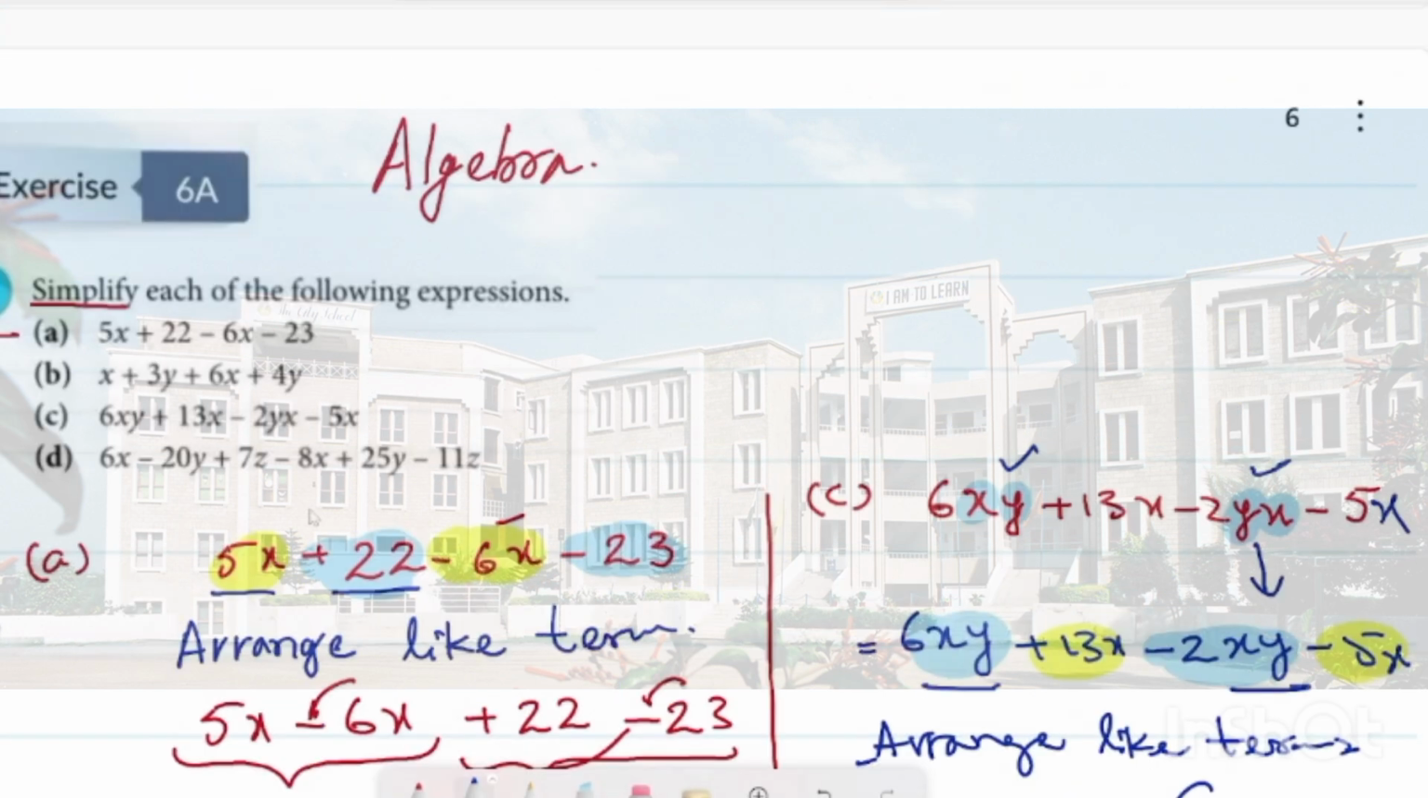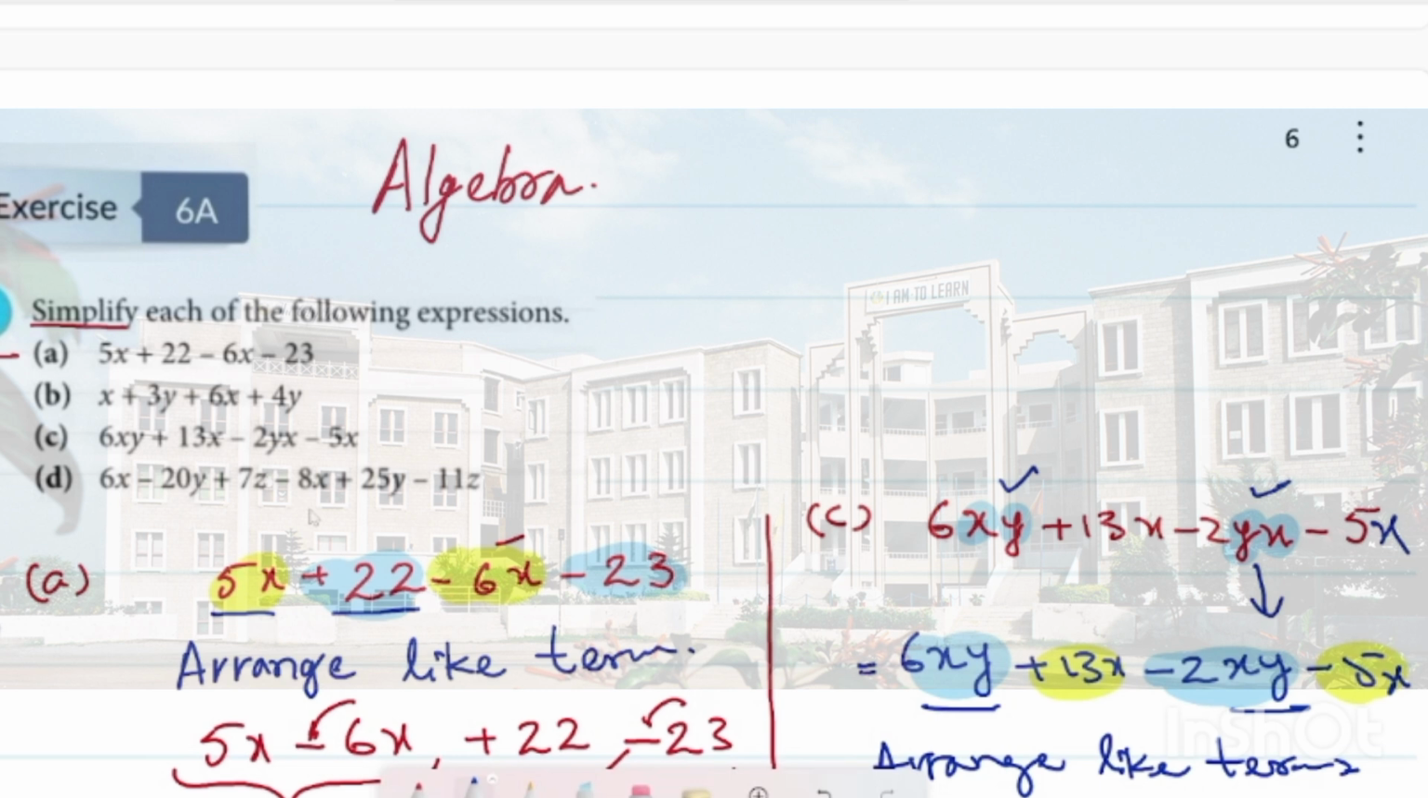So like this, I would advise you to please try to solve the B part. This is your homework. Try to find the solution of this and do share your answer with me.